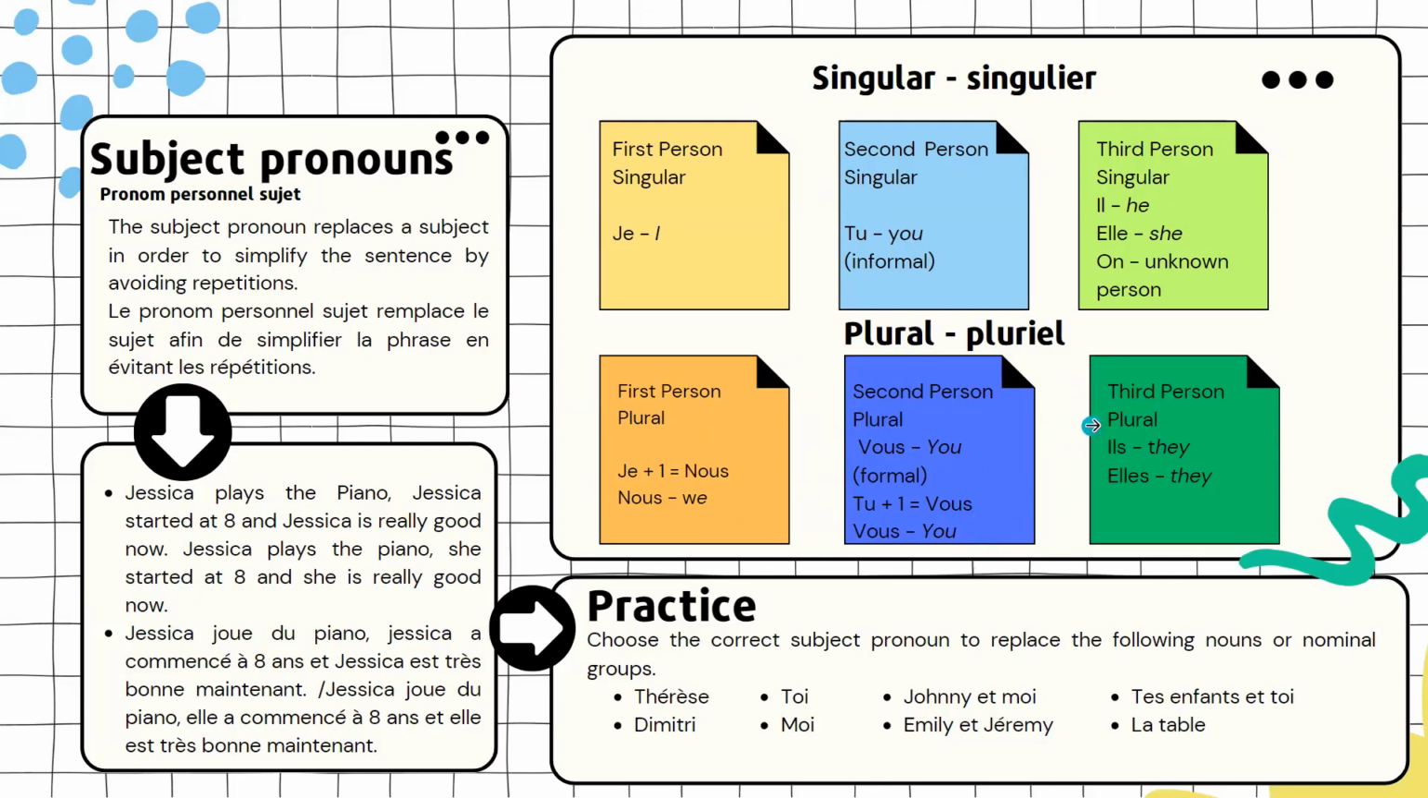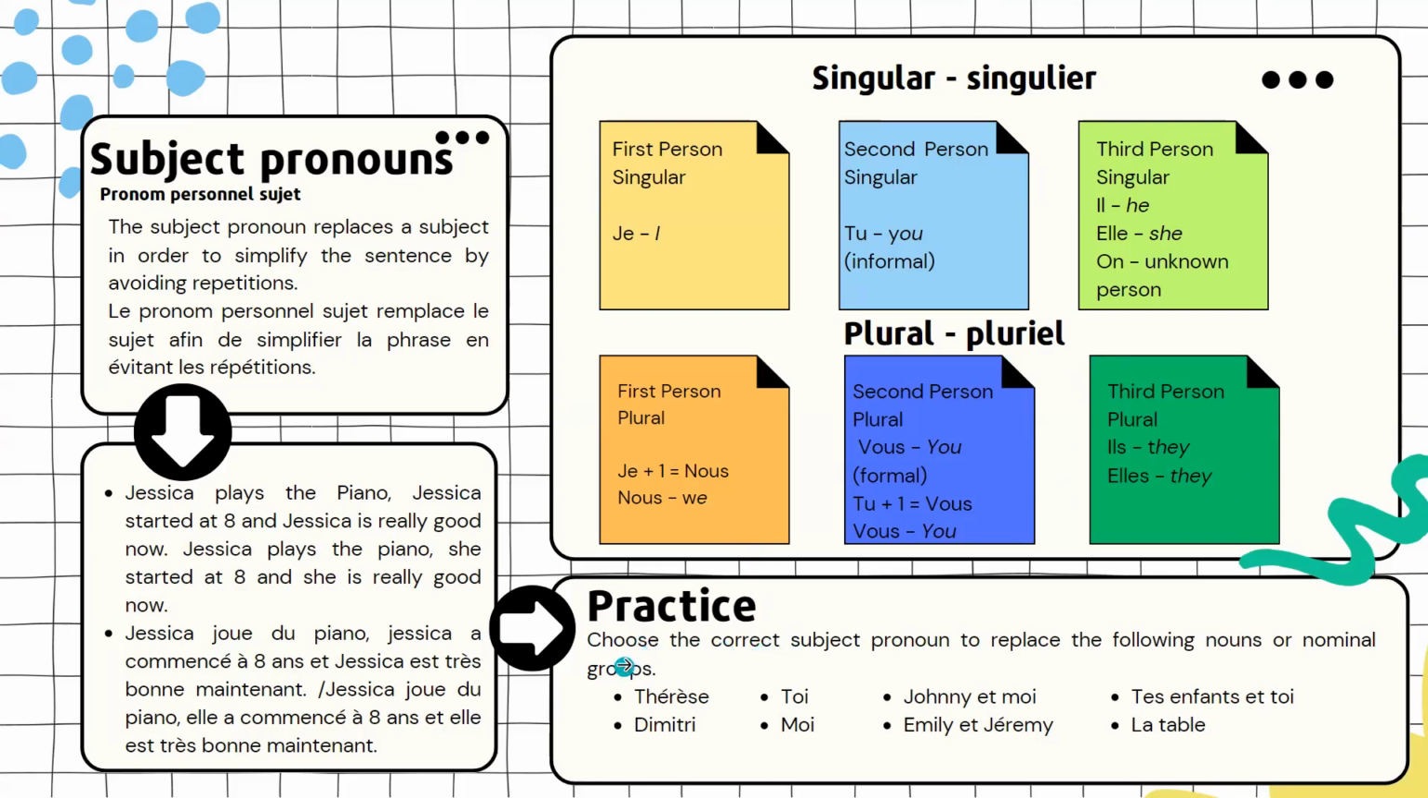Third person plural, ils, elles, they. What's the difference between ils and elles? Elles is for only feminine third person, and ils is for both only masculine or masculine and feminine together. Now, as you notice, we don't pronounce the S's: ils, elles, vous, nous. We will learn that when we talk about syllables.